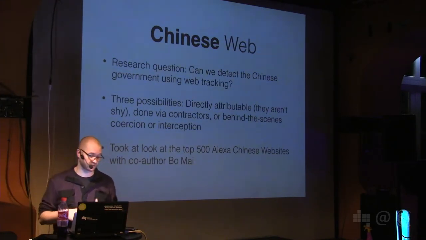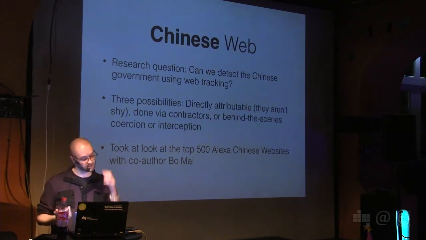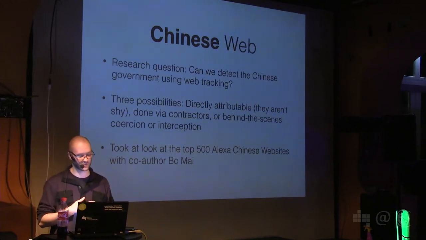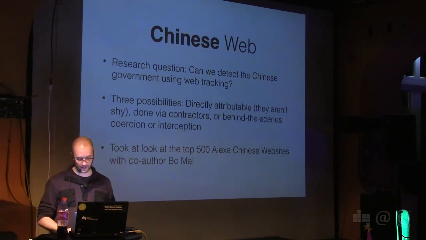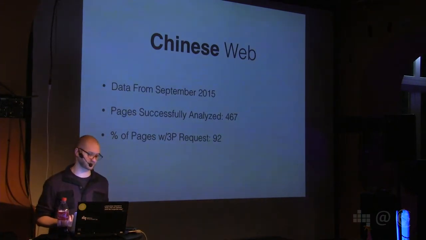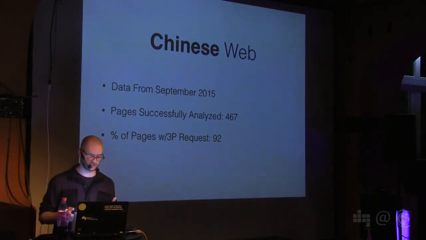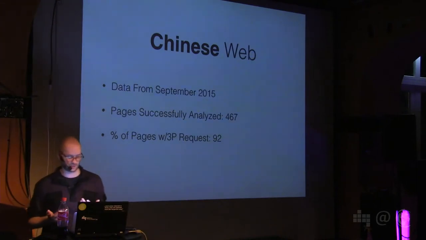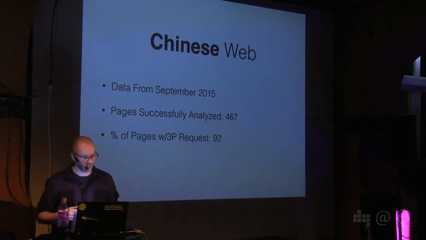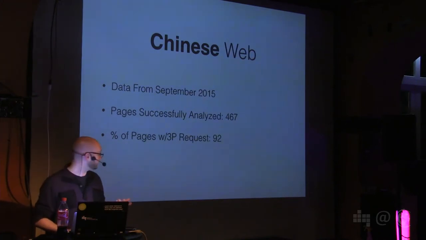So what we did is we looked at the top 500 Alexa Chinese websites. It's hard to find a decent list of Chinese websites, so that's what we went with. I did that, again, with a friend of mine, Bo Mai. We collected this data in September 2015. Of the 500, we got 467 pages. The ones we didn't get were banks and such, which seemed resistant to scraping. And again, we're seeing about 9 out of 10 pages leaking data.